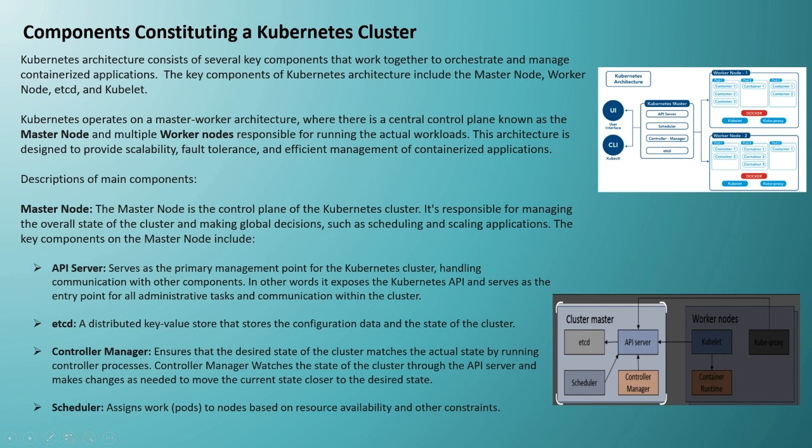Let's start with API server. API server serves as the primary management point for the Kubernetes cluster, handling communication with other components. In other words, it exposes the Kubernetes API and serves as the entry point for all administrative tasks and communication within the cluster. etcd, a distributed key-value store that stores the configuration data and the state of the cluster.